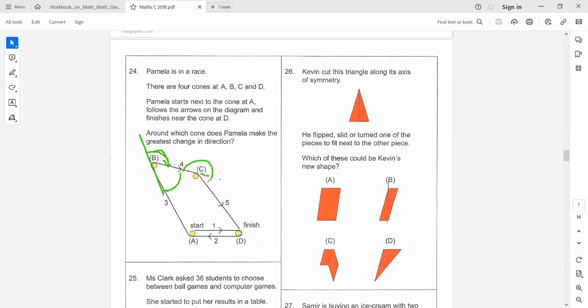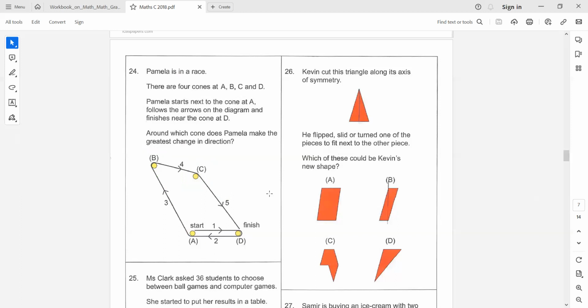Because if you measure this angle, it's not a turning angle, it's just the angle at C. It doesn't tell you that. Around which one cone does Pamela make the greatest change in direction? Change in direction means the direction here changes. Then it should be B. Okay, that means that question you are correct.